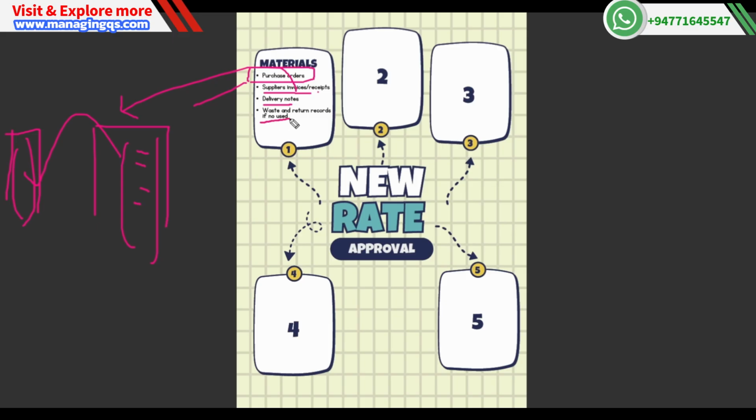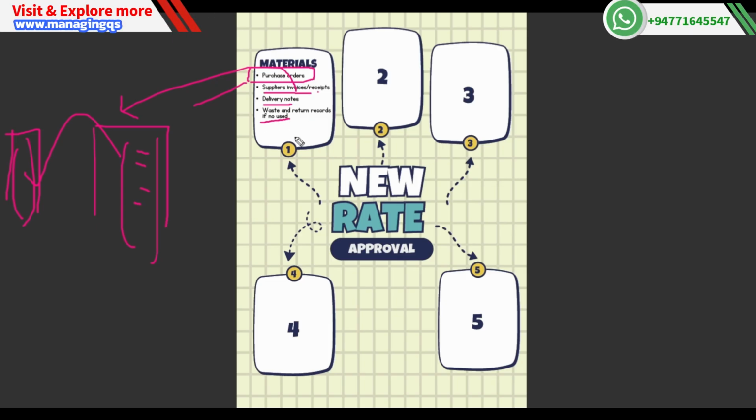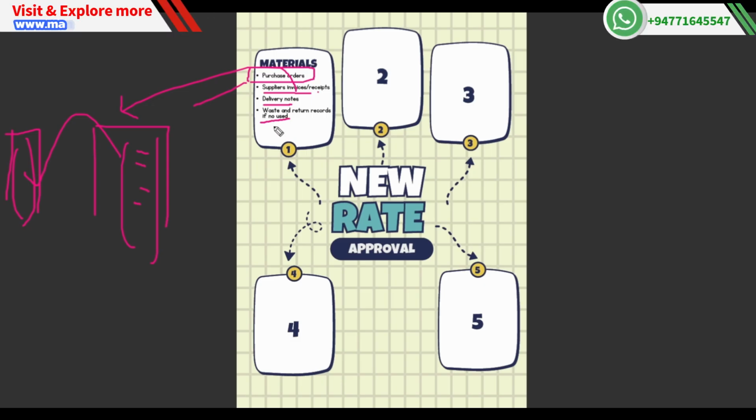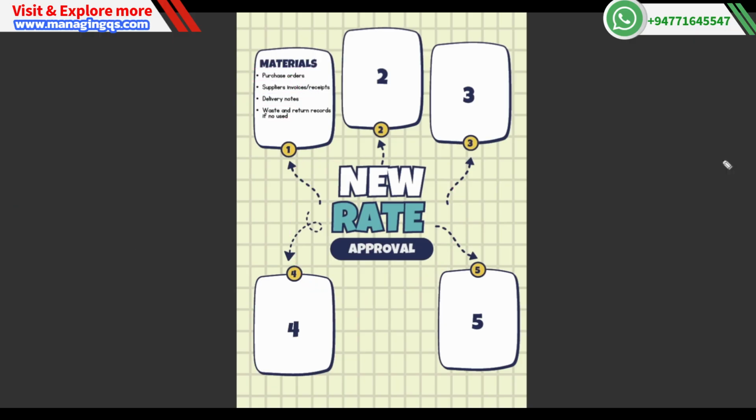The final one is the waste and return records. If we are not going to use any more material, we have to keep a proper record. Through the records we can easily identify the used material, and from the used material we can easily derive the total material cost of this new rate. So this is the first point of the new rate approval.